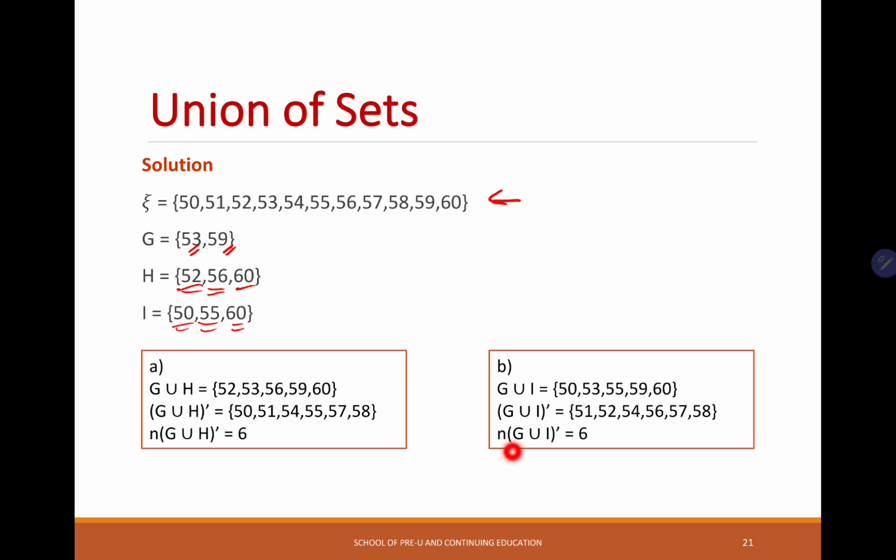So here we want to know the complement of G union H. Find G union H first, which is 53, 59, 52, 56 and 60. Then find the ones that are not in this set, which gives us 50, 51, 54, 55, 57, 58, and calculate the number of elements. You're going to do the same for G intersection with I, and find the complement, and the number you're going to get is equal to 6.